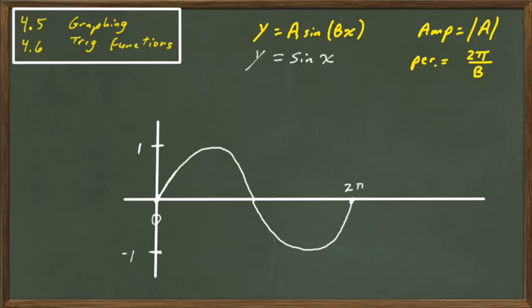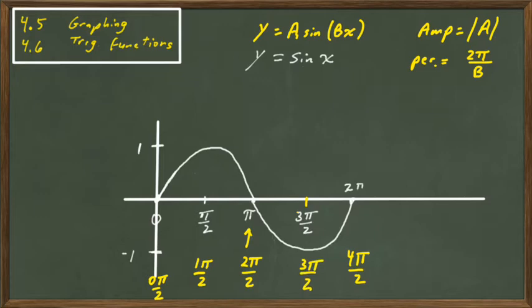Halfway between 0 and 2 pi is 1 pi. Halfway between 0 and 1 pi is 1/2 pi. People struggle with what I'm about to do, so see if you can follow along. This is 0/2 pi. This is 1/2 pi. This would be 2/2 pi. This one would be what? 3/2 pi. And the last one here would be 4/2 pi. So counting by halves is what you need to be able to do.